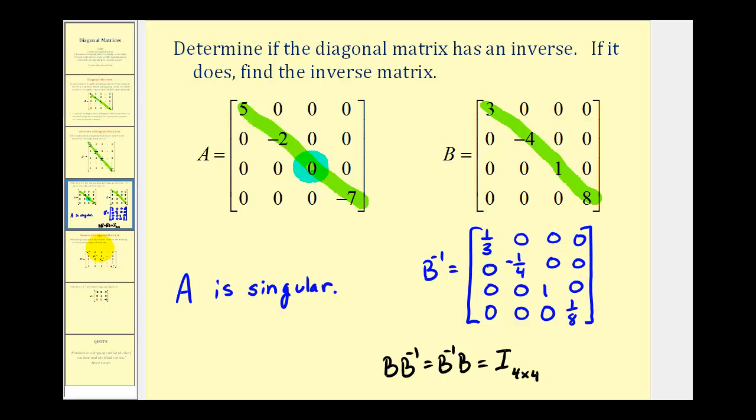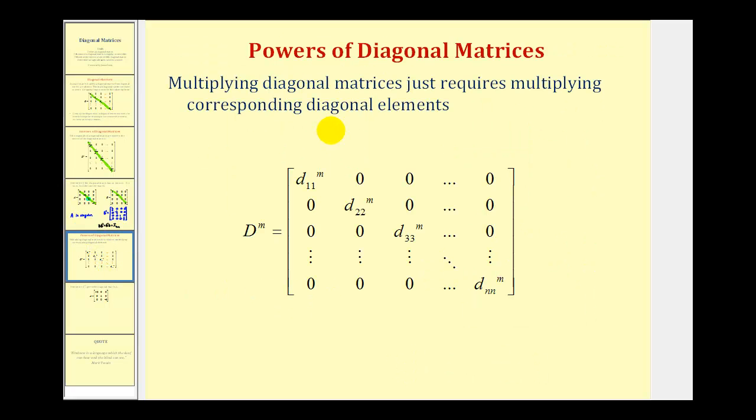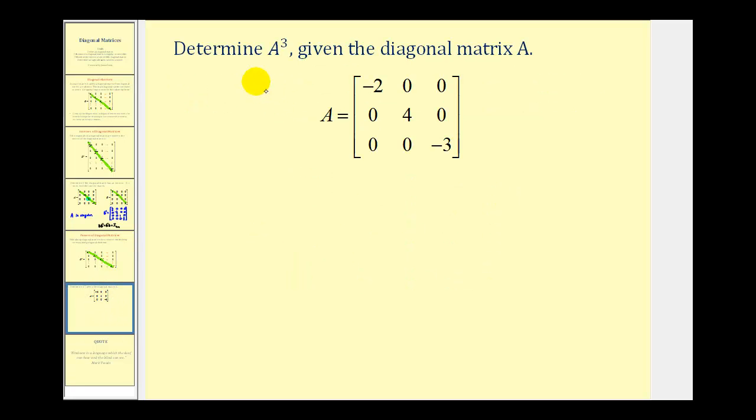The last topic for this video will be raising a diagonal matrix to a power. Multiplying diagonal matrices just requires multiplying corresponding diagonal elements. Therefore, if we raise matrix D to the power of m, we just need to raise each element in the main diagonal to the power of m, as we see here. So for example, if we want to find A to the third given matrix A, we just need to raise each element in the diagonal to the power of 3.